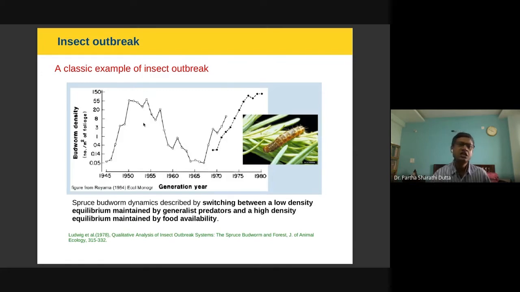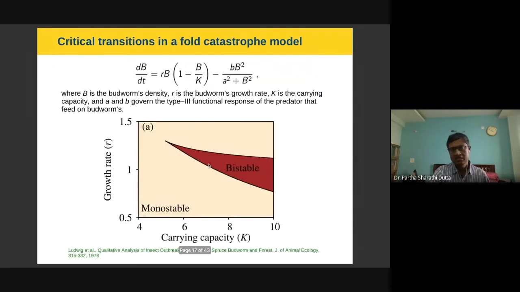The upper state of these insects, the spruce budworm, happens when there is a very high density of food available and a smaller number of predators. And low abundance of the budworm density happens when there is no food available, or alternatively when there are fewer predators available.